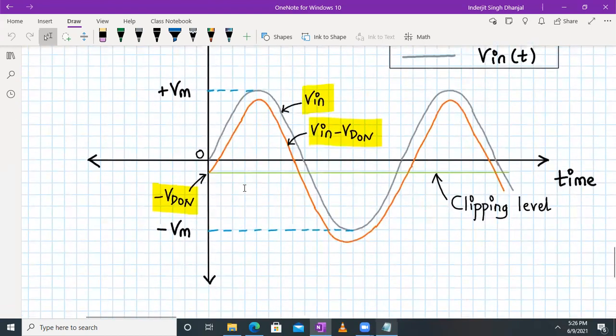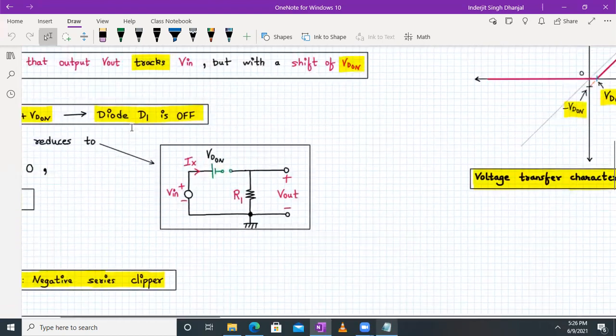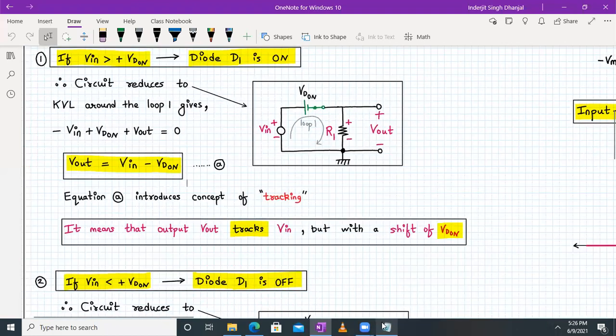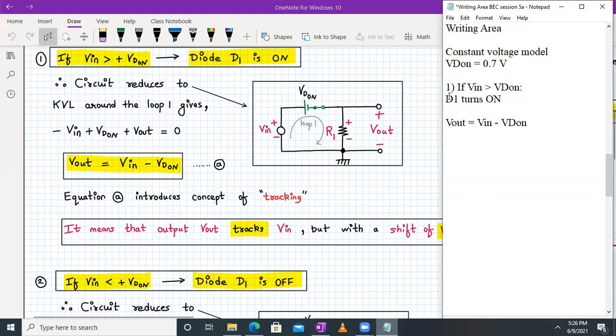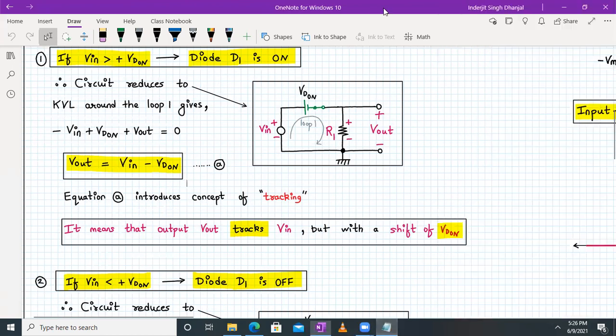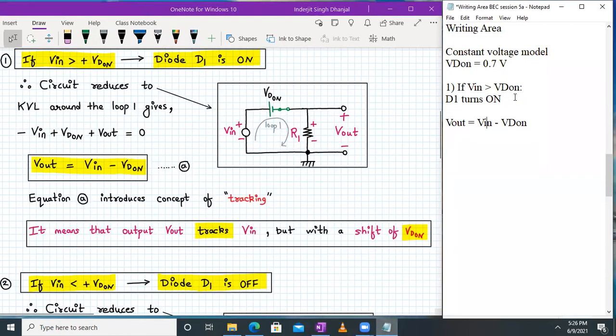So with this information, let us proceed forward. So far we have written, if Vin is greater than VD on, the diode turns on and the output voltage is tracking the input with a shift of VD on.